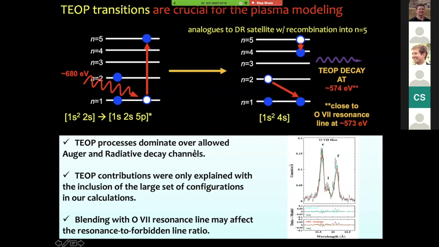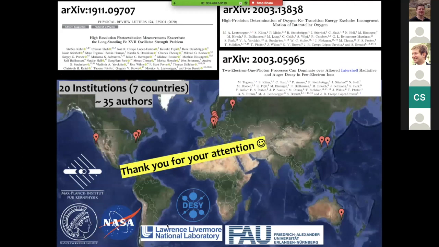So I will not go into details, but what we found out is that these weak 2 electron 1 photon processes are completely dominating the allowed and the radiative decay channels. And the 2 electron 1 photon contributions were only explained with the inclusion of a large set of configurations in our calculation. And the blending, especially for plasma modeling and for astrophysics, the blending with the oxygen resonance line will probably affect the resonance to forbidden ratio, which is very important for temperature diagnostics and also for charge exchange. So at the end, I would like to thank you for your attention.